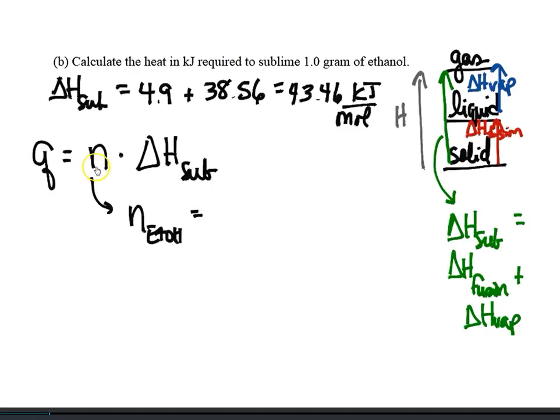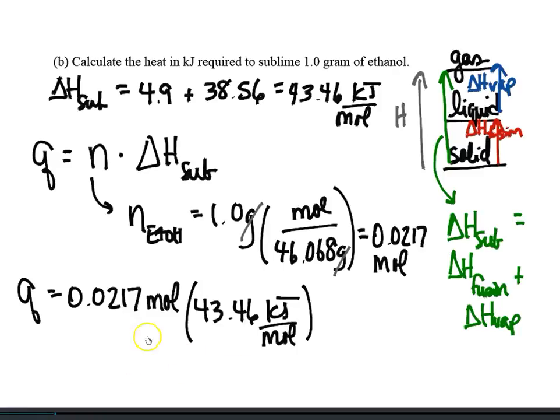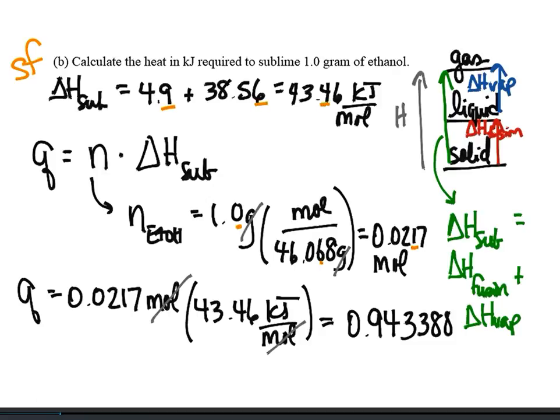Now we need to calculate the moles of ethanol in 1 gram. 1 gram divided by the molecular weight, and you get 0.0217 moles of ethanol. Multiply that by the heat of sublimation that we calculated in step 1, and you get 0.94338. Now we're going to do the sig figs in orange. So 4.9 plus 38.56. This is accurate to the tenths place, this 9. This 38.56 is accurate to the hundredths place. So when you add these two together, it's only accurate to the tenths place.